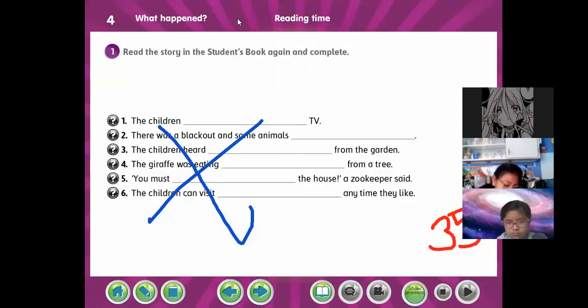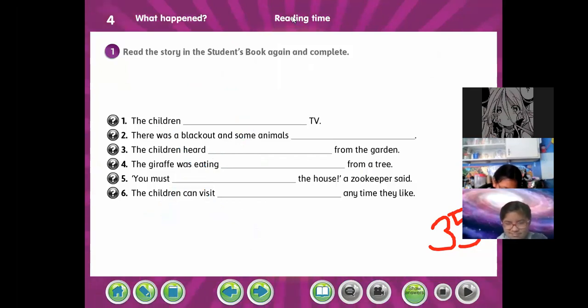Yes, who has a question? Teacher, ¿le pongo una X en esa página? Yes, we are not going to complete, okay? Because that is the writing. Now, activity 1, page 35. Yeah, let's complete. Read the story in the student's book.